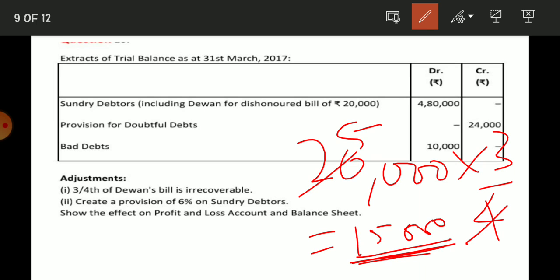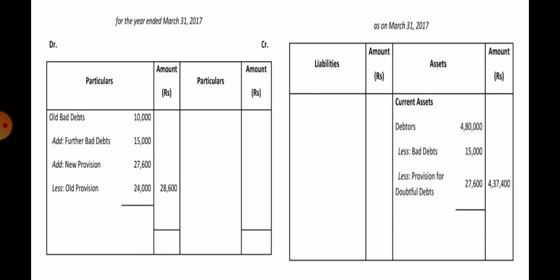15,000 is recovered. Create a provision of 6% of sundry debtors. 6% provision is to be made. So what will be the entries? See here, old bad debt 10,000, add further bad debts 15, add new provision 27,600, and less old provision 2,400. So it will be the formula. Remember this: old, add further bad debt, add new provision, less old provision.